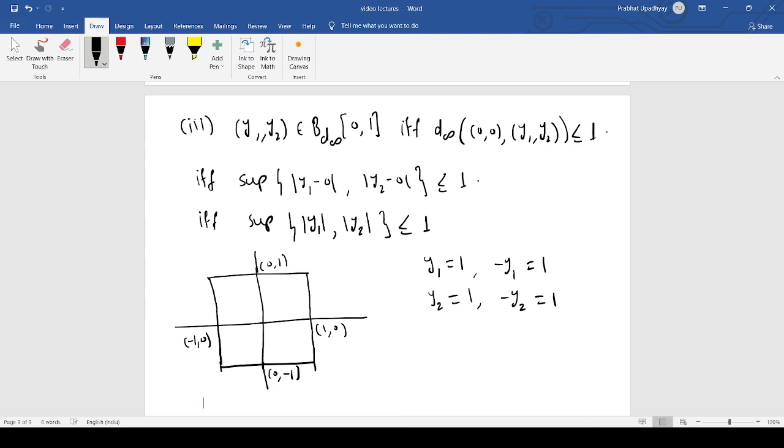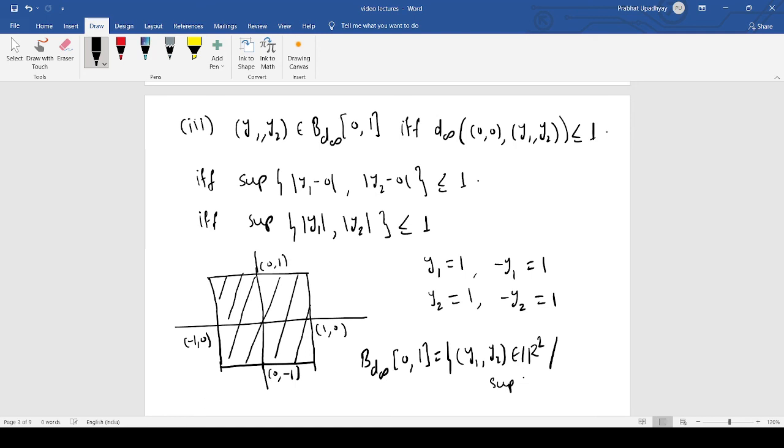The condition is supremum of mod y1 and mod y2 less equal 1. That means both mod y1 and mod y2 are less equal 1. So your closed unit ball with respect to metric D infinity is the set of all points inside this square and on this square. So you can say BD infinity (0, 1) is the set of all points y1 comma y2 in R2 such that supremum of mod y1 and mod y2 is less equal 1.